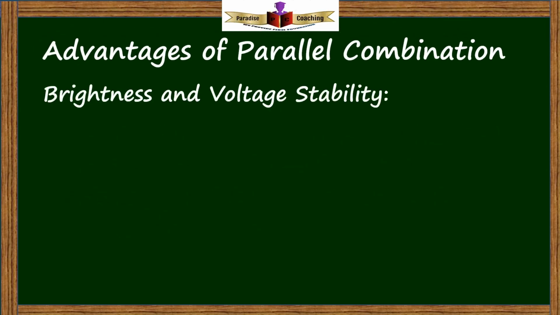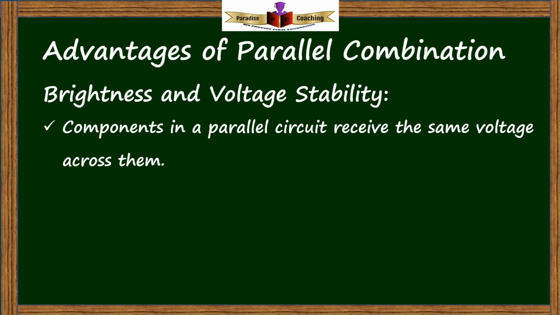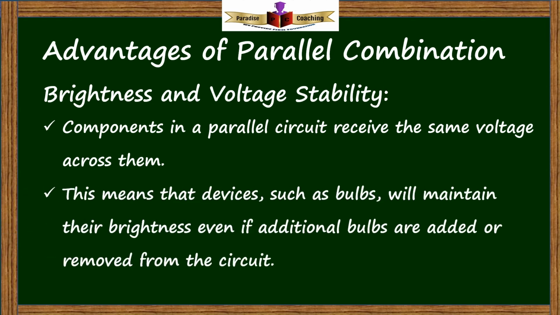Brightness and voltage stability in parallel configuration. Components in a parallel circuit receive the same voltage across them. This means that devices, such as bulbs, will maintain their brightness even if additional bulbs are added or removed from the circuit.